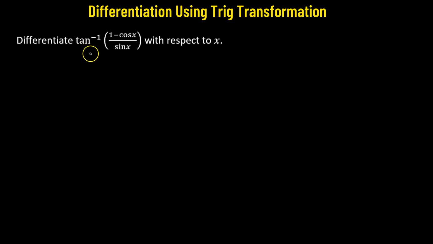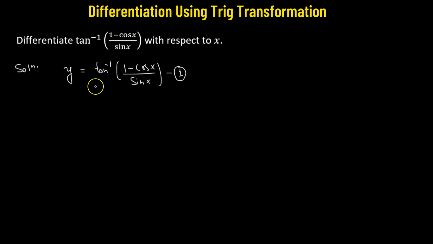We need to find out the derivative of the inverse tangent of (1 minus cosine of x) over sine x with respect to x. Let's begin by first considering y to be equal to our given inverse tangent function, which is (1 minus cosine of x) divided by sine x. We'll label this as equation number 1.